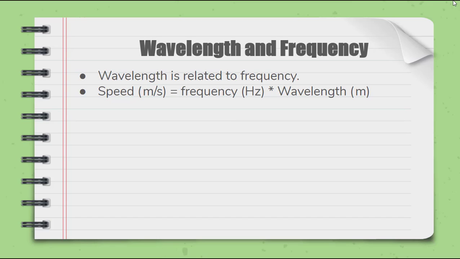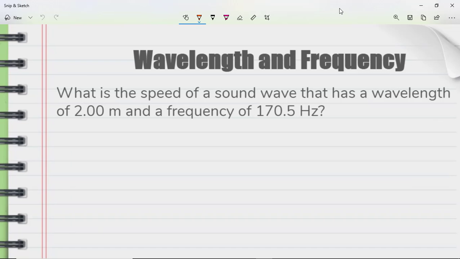As you can see here, we can do some pretty simple calculations with this. What is the speed of a sound wave that has a wavelength of 2 meters and a frequency of 170.5 hertz? Well, we go back and think about our formula, where the speed, we'll call it velocity, is equal to the wavelength, given by lambda, just so you know. It's just the way we write wavelength. Multiplied by the frequency, f. And so we just plug in our numbers and solve.